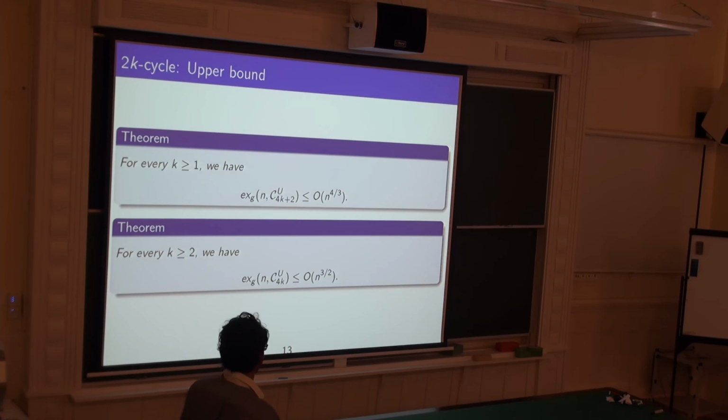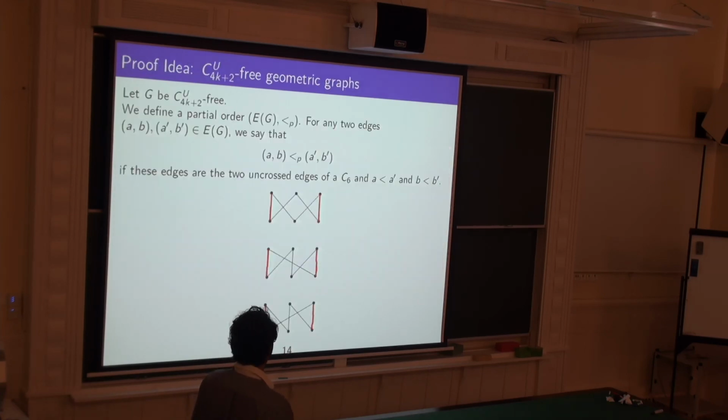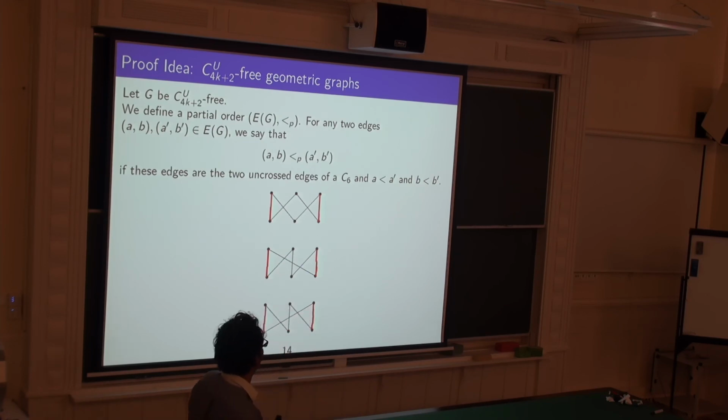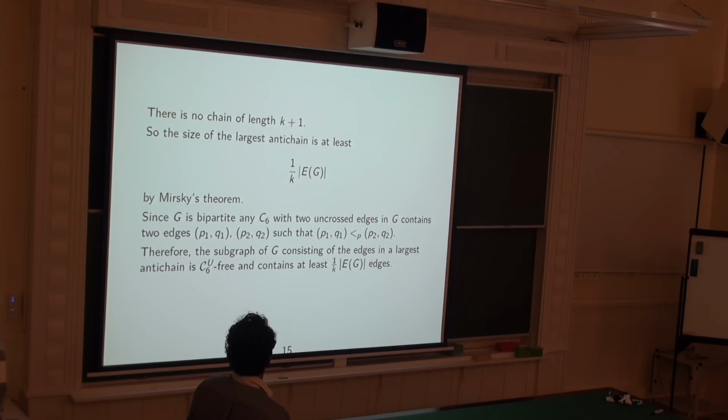And for the other theorem, we do a similar thing, but instead of defining a partial order like this, we just say that whenever there is a C4, the left edge is less than the right edge. And then by a similar observation, there is not a long chain, and then you will find a large anti-chain, and that anti-chain is C4 free, so the total number of edges in the graph is at most big O of n to the 3/2. So that's the idea for the other one.